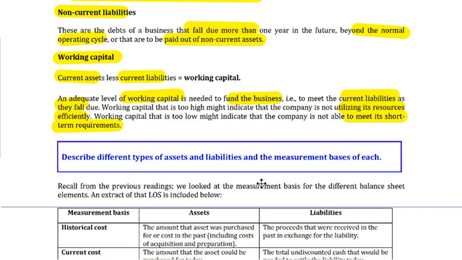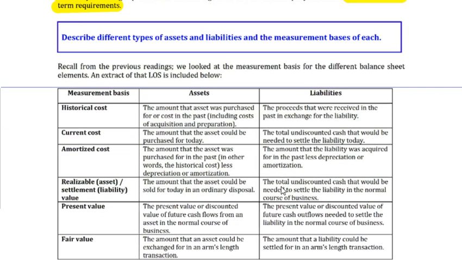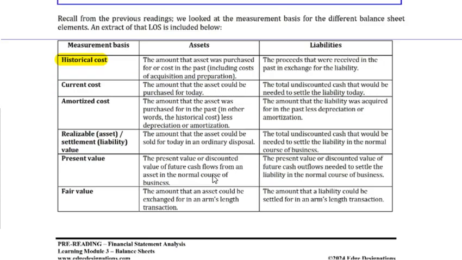Different types of assets and liabilities and the measurement basis of each. Let's have a quick look. We've got historical cost, and we've seen this all before, by the way. Historical cost is the amount that the asset was purchased for initially. The same thing would then apply to liabilities. Current cost: how much it would be if that particular asset was purchased today, or that liability would be settled today.